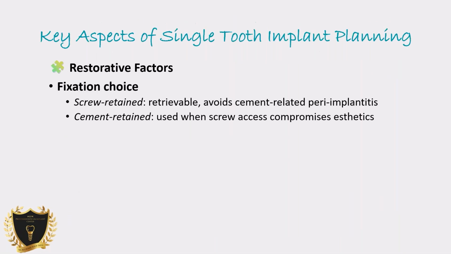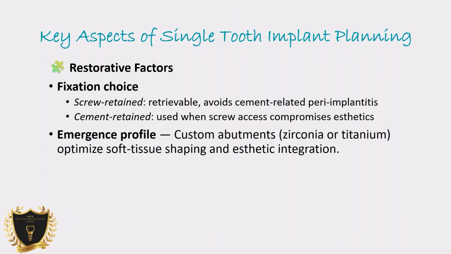The other factors are restorative factors, fixation choices. I personally use screw retrievable implant crowns to avoid any cement. That is my preference, but in some cases, if you cannot, then you will be using cement retained. If it's in the aesthetic zone, you cannot have an access hole coming out from the facial. If it's in the posterior, and it's coming from the lingual or the buccal, you cannot put a filling over there. So of course, restoration will decide what you need to do. Ideally, my aim is always to do screw retained or screw retrievable.